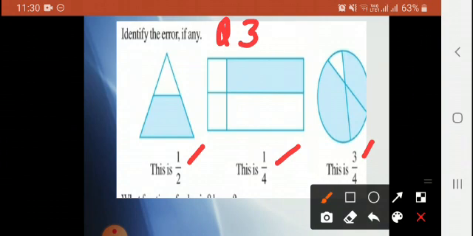And in the starting of this video, we have discussed that a fraction is considered only when the whole figure is divided into an equal number of parts. So, the error is 1 by 2, 1 by 4 and 3 by 4. These fractions are not applicable because in all these figures, they are not divided into equal parts. So, these fractions are not possible.